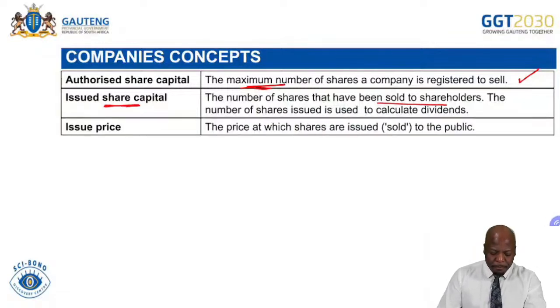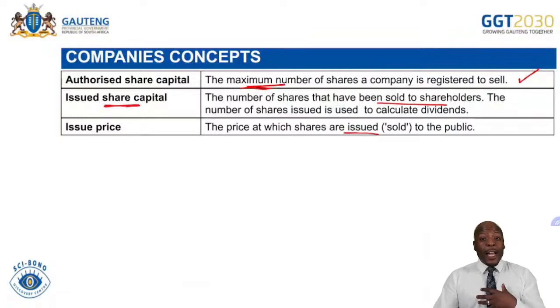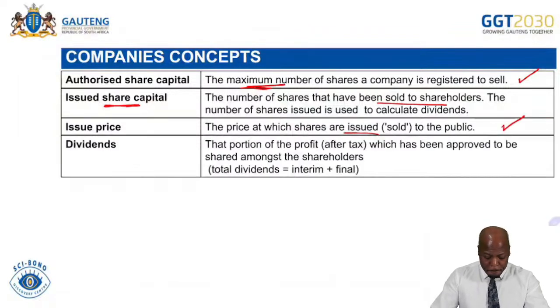Okay, let's move on. Issue price. What is issue price? It is the price at which shares are issued or sold to the public. So if you want to become a shareholder, you will be told how much it will cost you per share to buy the shares of this particular company. That is what we call the issue price, the price per share that is paid when you buy shares.